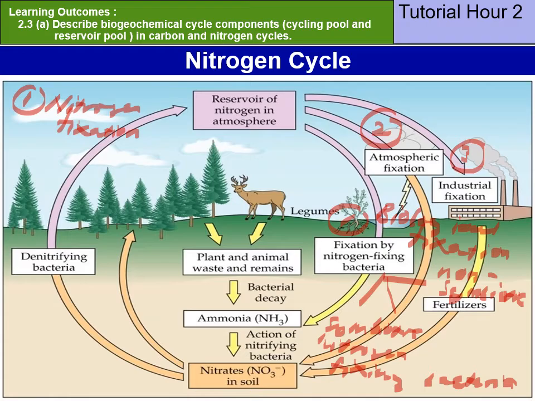So in industry, nitrogen from the atmosphere is combined with hydrogen to produce ammonia through the Haber process. The ammonia produced is then used for the production of artificial nitrogenous fertilizers, especially in the form of ammonium salts such as ammonium sulfate, ammonium nitrate, and ammonium phosphate to be applied to soil and absorbed by plants. So this is the first step, which is nitrogen fixation.